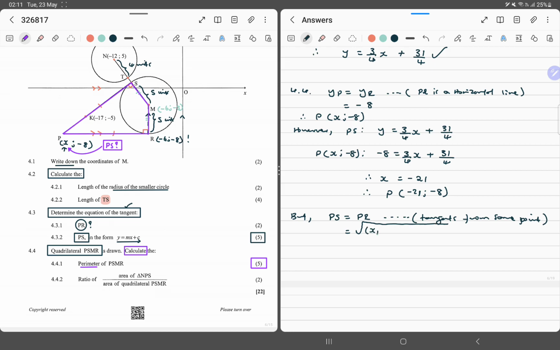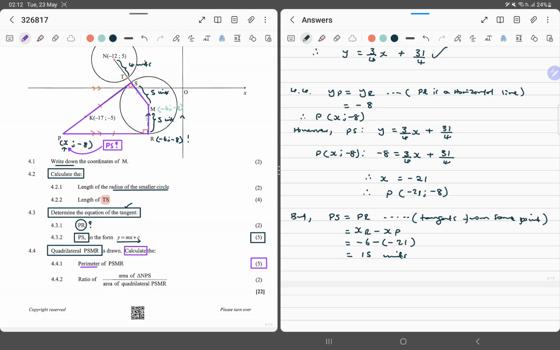This is going to be x at r minus x at... Actually, PR is a horizontal line, so we don't even need the distance formula here. So this is going to be x at r minus x at p, because it's a horizontal line. X at r is minus 6 minus into minus 21. Let's see, what is that? Minus 6 plus 21. It's 15 units. Okay, that is important. So that was a bit of a silly question, don't you think?